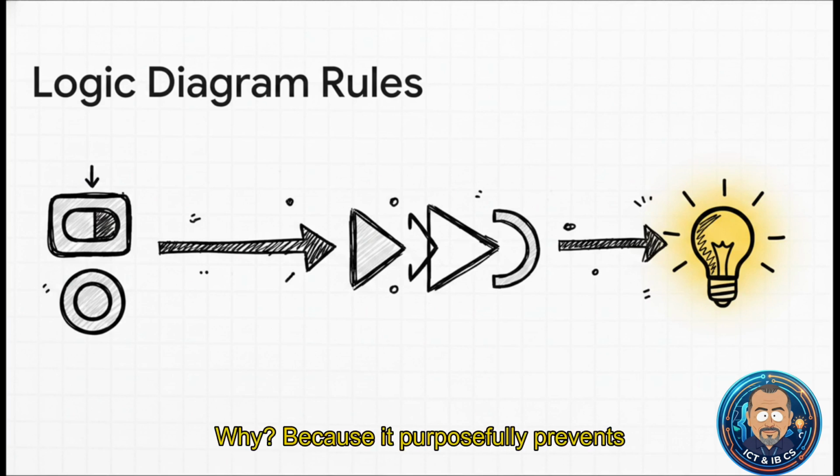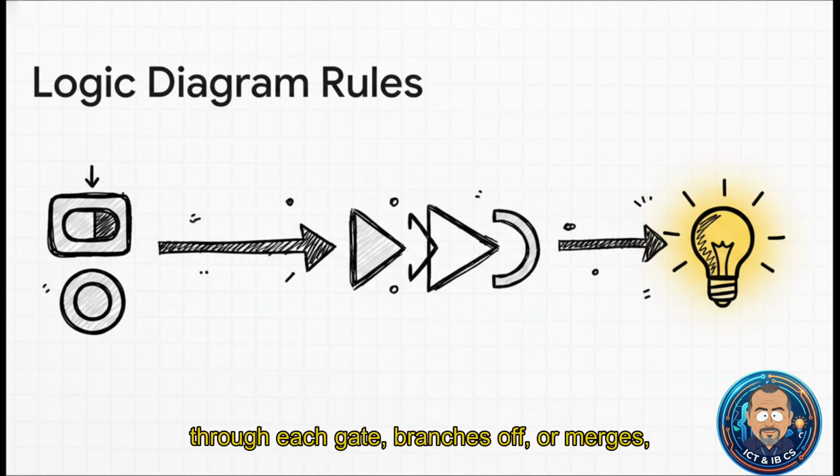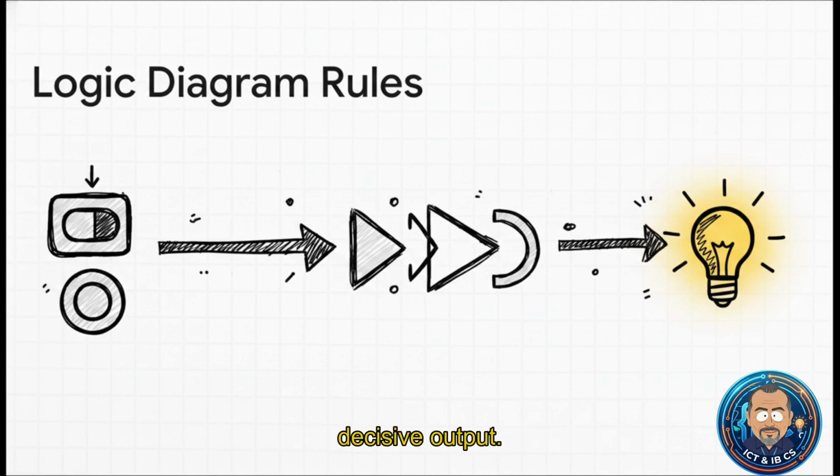Why? Because it purposefully prevents confusing logical loops, and it allows anyone auditing or debugging the circuit to easily trace the exact manipulation of an electrical signal. You can literally take your finger and follow the path as the signal propagates through each gate, branches off, or merges, right up until it becomes a single decisive output.